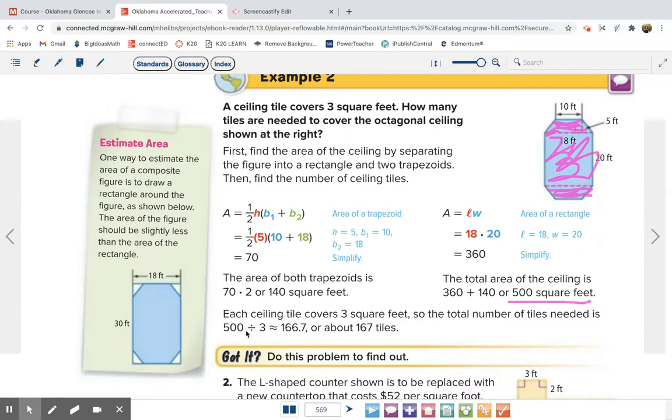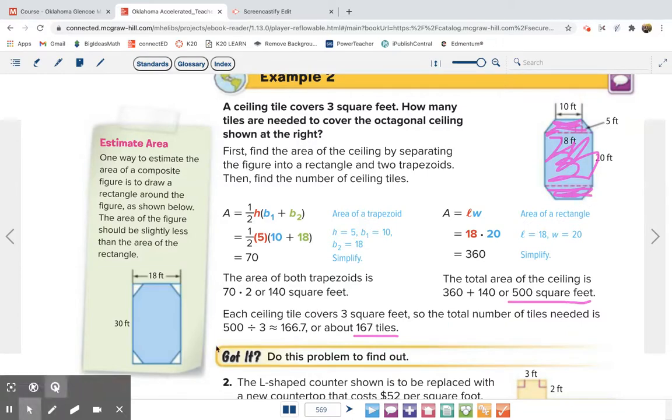So we say 500 divided by 3, well, it comes out to a decimal. So 166.7, because that just means you're going to need a portion of a tile. Okay, but think about it. When you are buying tiles, you can't just buy half of a tile. You have to buy a whole thing. So you would have to round up on that to make it 167 tiles, you just wouldn't use all of that last tile. So we would need 167 ceiling tiles to cover that ceiling.